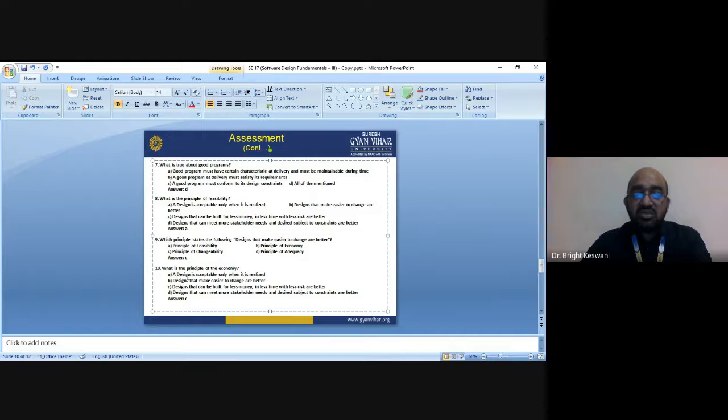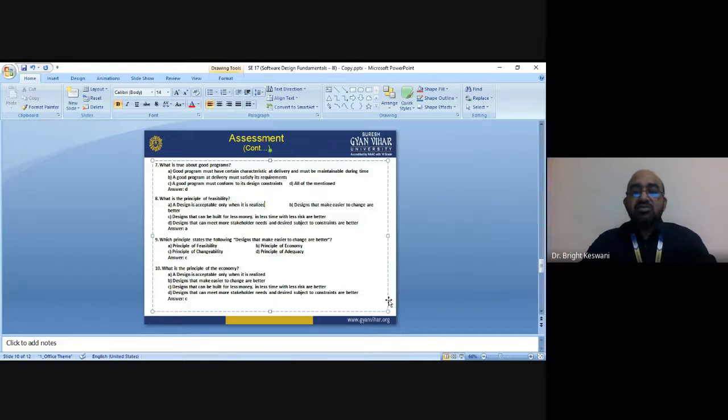The question is, what is the principle of economy? A design is acceptable only when it is realized. Designs that are easier to change are better. Designs that can be built for less money, in less time, with less risk are better. And designs that can meet more stakeholders' needs and desires subject to constraints are better. So the answer of this question is C.